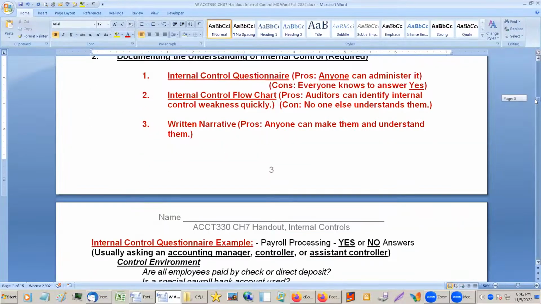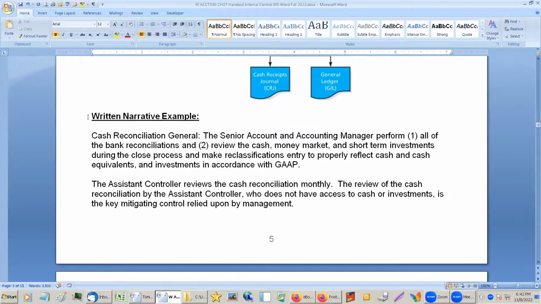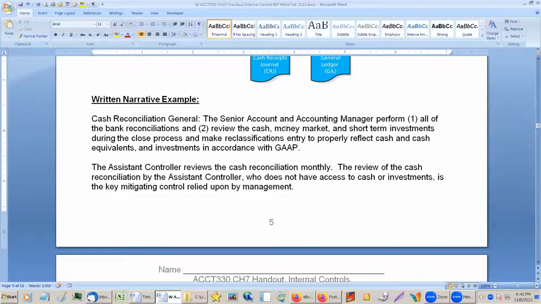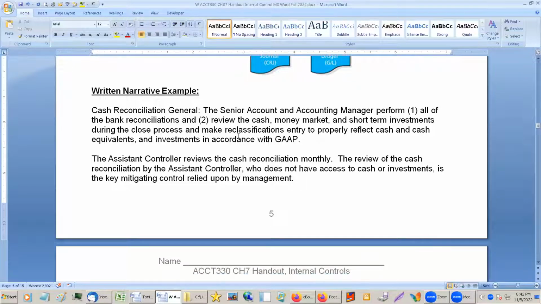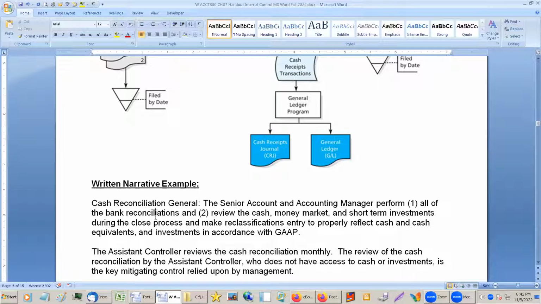Going down here to the page, I'll show you what it looks like. So here's a written narrative, and it's just what it says. What do you do? Okay, the senior accountant and account manager perform all the bank reconciliations, review the cash, money market, short terms, and close, blah, blah, blah. Okay, it's a written narrative. It just tells everyone what somebody does.